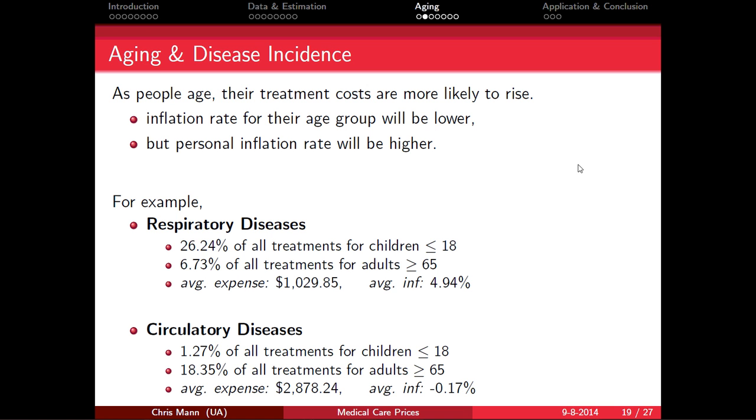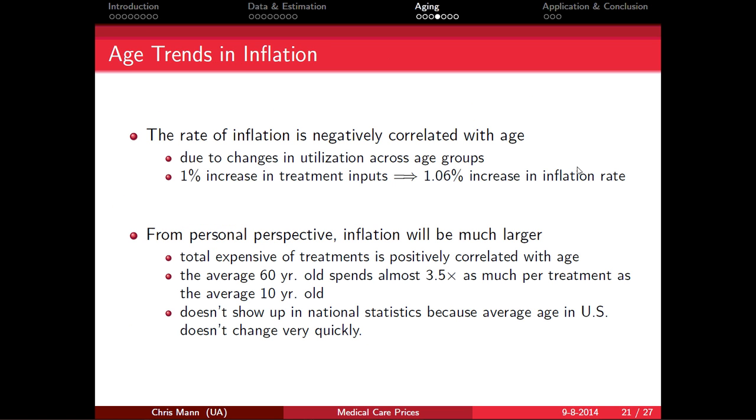So, as people age, what we see is that the rate of inflation is negatively correlated with age, right? And what we see is that that's due mostly to changes in utilization across age groups. And this changes in utilization explains a lot of it. If there's a 1% increase in the amount of treatment outputs, weighted by expenditure, then that leads to about a 1.06% increase in the inflation rate, according to this previous table, right?